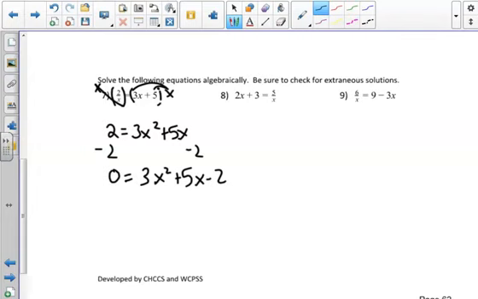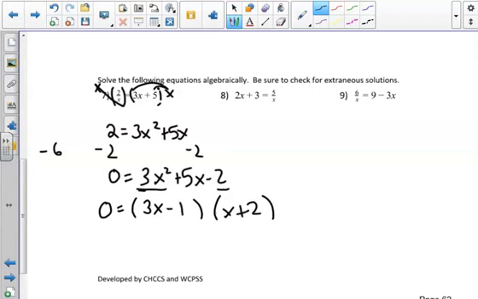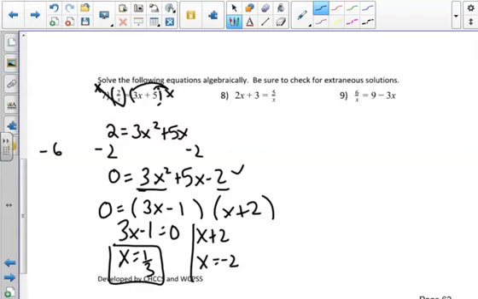Recall to factor this, we can multiply a times c, which would be -6, and we need two numbers that multiply to -6 and add to 5. We already know that our two values in our parentheses would be 3x and x, so that they multiply to 3x squared. So when we think about our values, we could get -1 and positive 2. If we redistribute that, we would be left with our original function, 3x squared plus 5x minus 2. When we set each of our factors equal to 0 and we solve, our solutions would be 1/3 and -2.